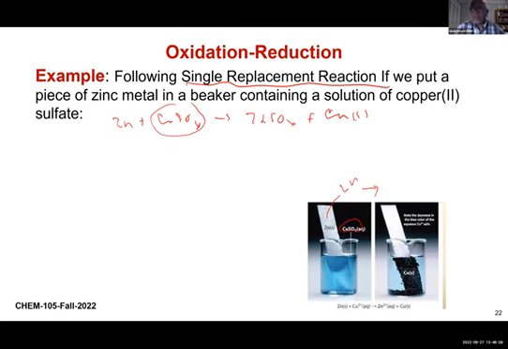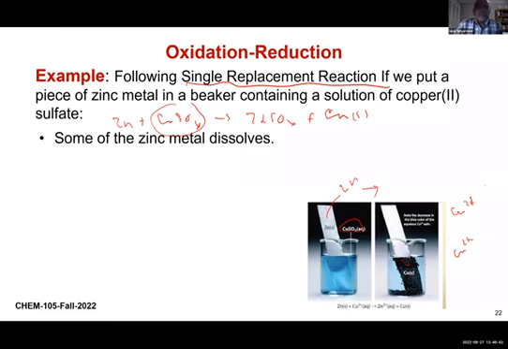Copper 2+ ions from this blue solution get deposited as copper metal on the zinc plate. As the reaction takes place, the color of the solution becomes less blue. That means the blue color is coming from copper ions, which get reduced. So most single displacement reactions are redox reactions.